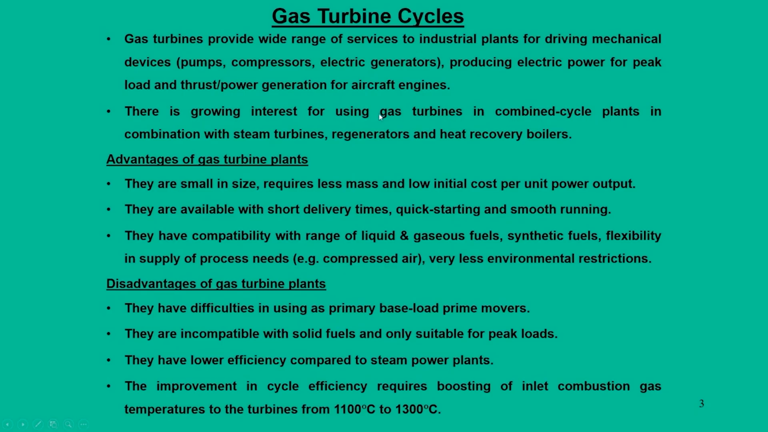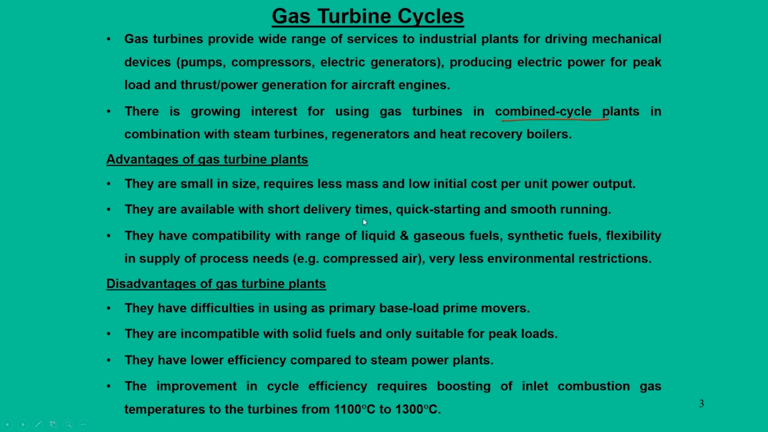An additional advantage of gas turbine units is that they are used in combined cycle plants. That means gas turbines can be combined with steam turbines, regenerators and heat recovery boilers through various augmentation techniques for combined cycle power generation. Many times we also call this cogeneration. With this background, some advantages of gas turbine plants are that they are small in size, require less mass, and have low initial cost per unit power. They are available with short delivery times.